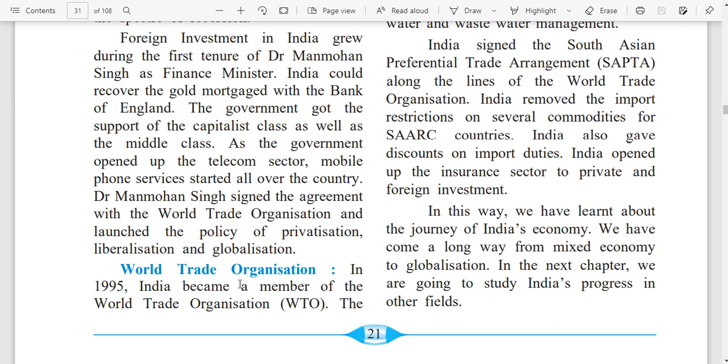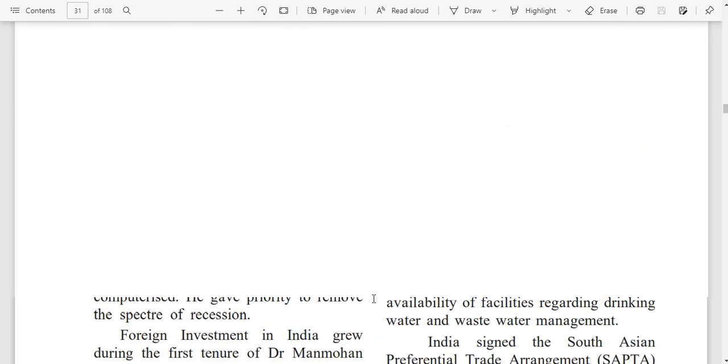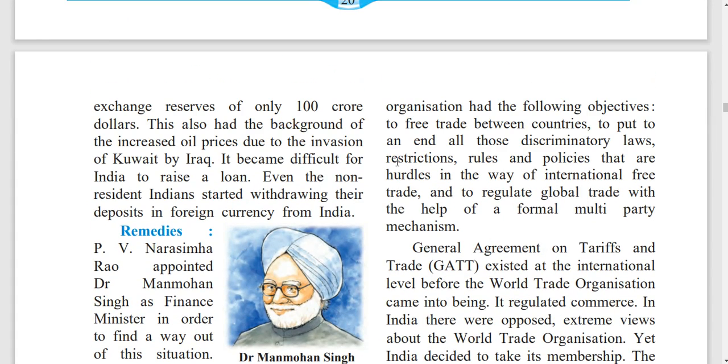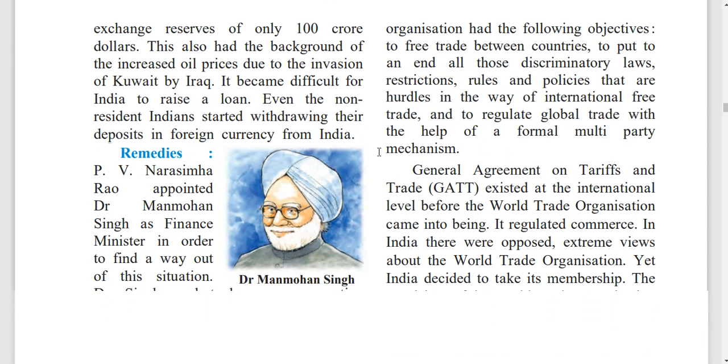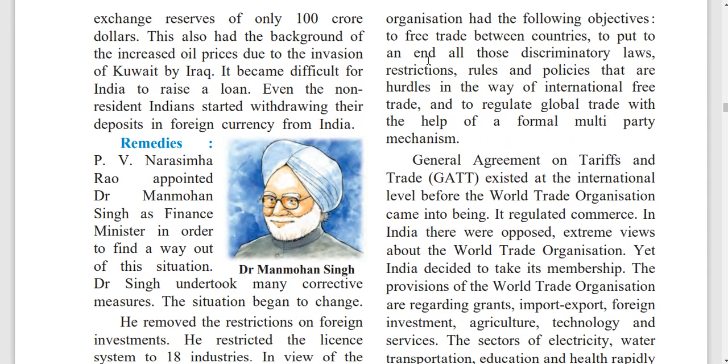World Trade Organization. In 1995, India became a member of the World Trade Organization (WTO). The organization had the following objectives: to be free trade between countries, to put to an end all these discriminatory laws, restrictions, rules, and policies that are hurdles in the way of international free trade, and to regulate global trade with the help of a formal multi party mechanism.